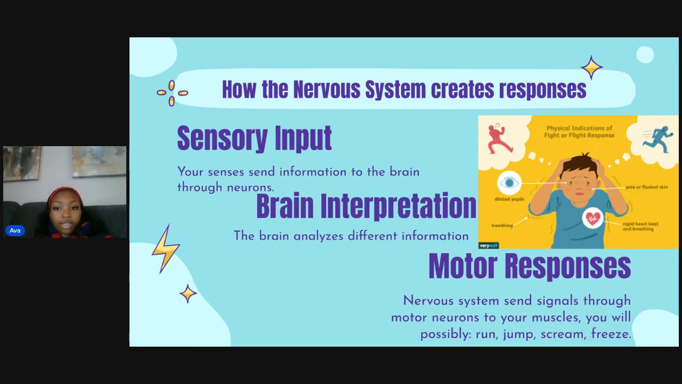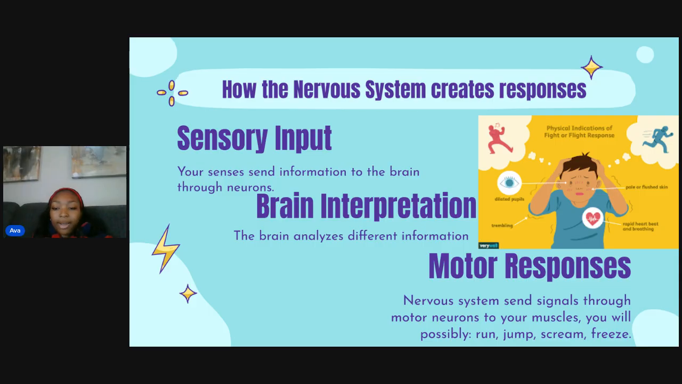How the nervous system creates responses. Sensory input: your senses send information to the brain through neurons. Brain interpretation: the brain analyzes the different information. Motor responses: the nervous system sends signals through motor neurons to your muscles. You will possibly run, jump, scream, or maybe even freeze.